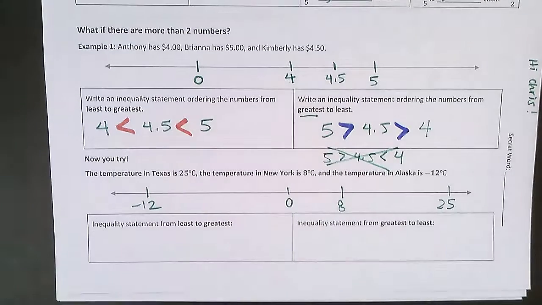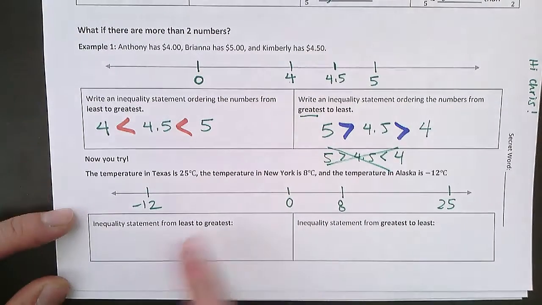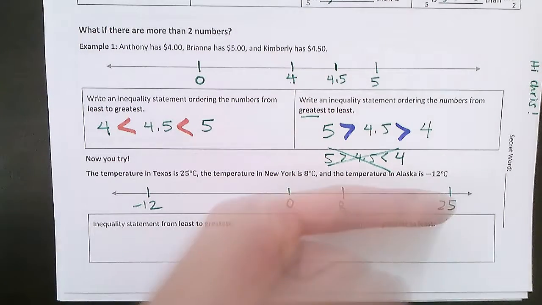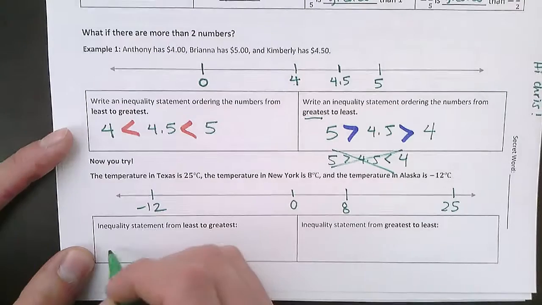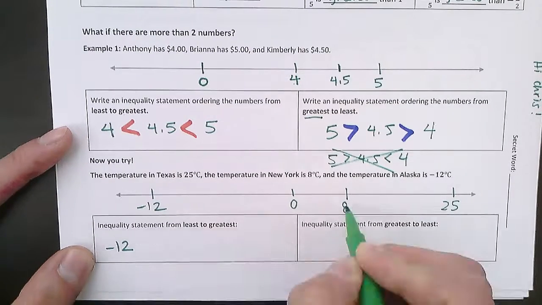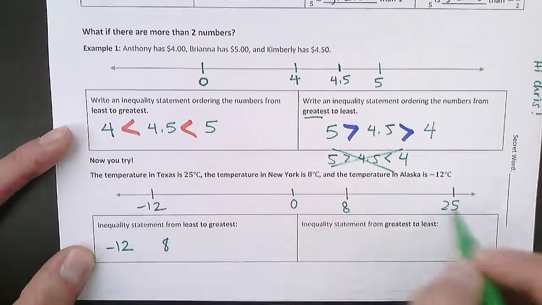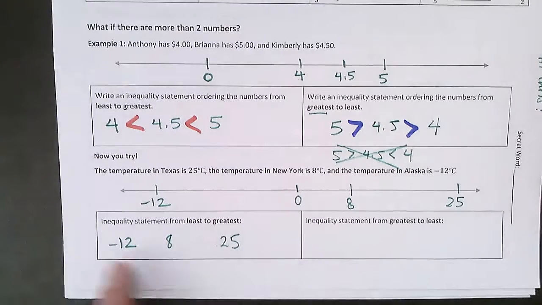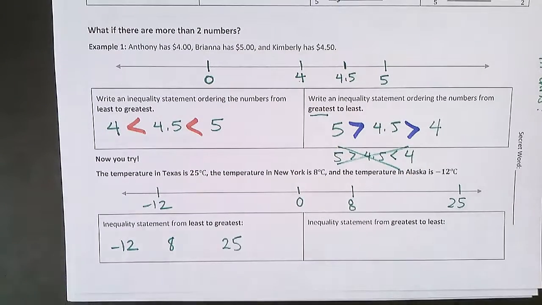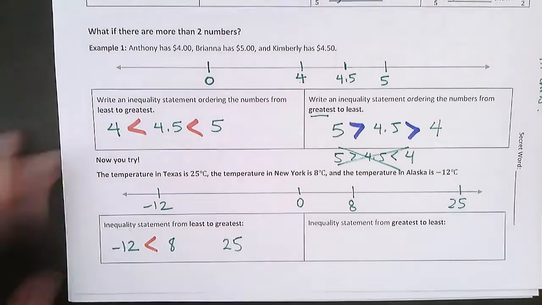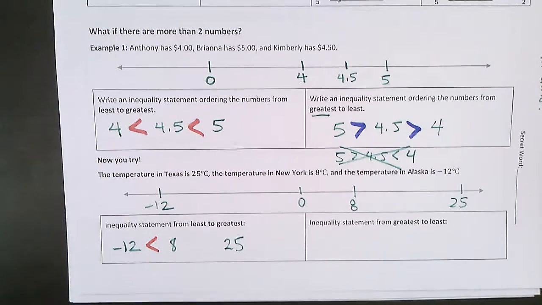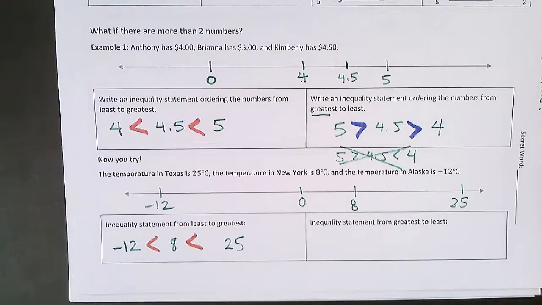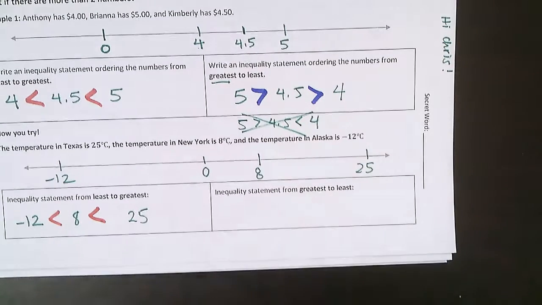Okay. Now, listing them from least to greatest. So that means from left to right on the number line. Least is negative 12, then 8, then 25. Between negative 12 and 8, we would say negative 12 is less than 8. Between 8 and 25, 8 is less than 25.